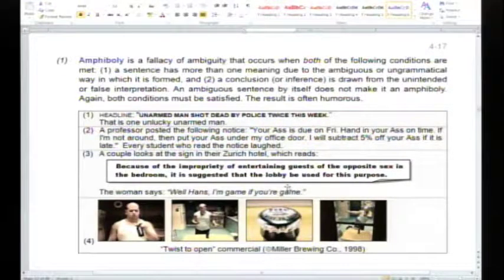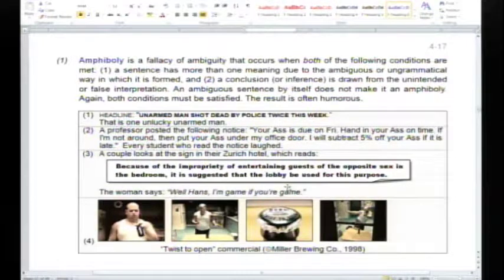I like the Zurich sign one. A couple looks at their sign in the Zurich hotel, which reads, because of the impropriety of entertaining guests of the opposite sex in the bedroom, it is suggested that the lobby be used for this purpose. And the woman says, well, Hans, I'm game if you're game. I don't think the hotel wants them to get busy on the couches in the lobby, right?